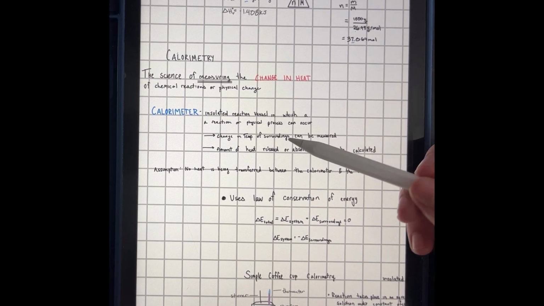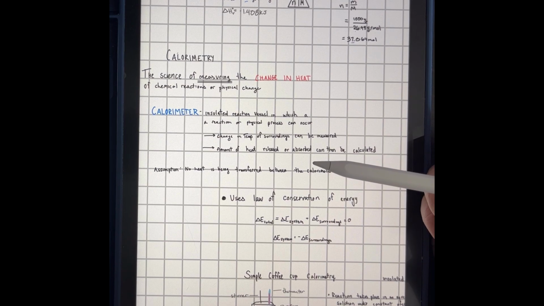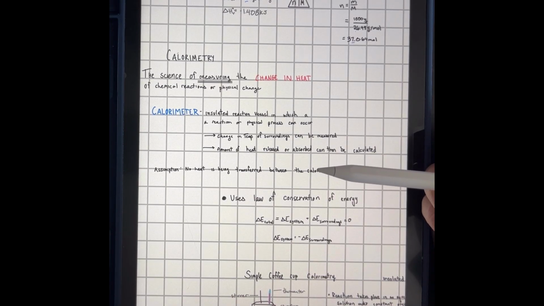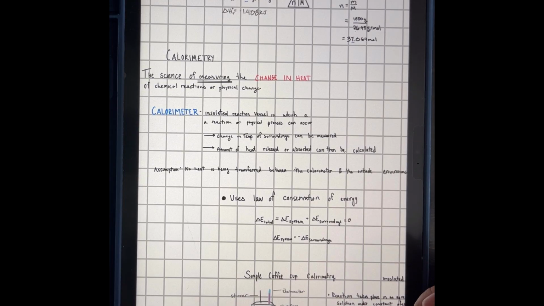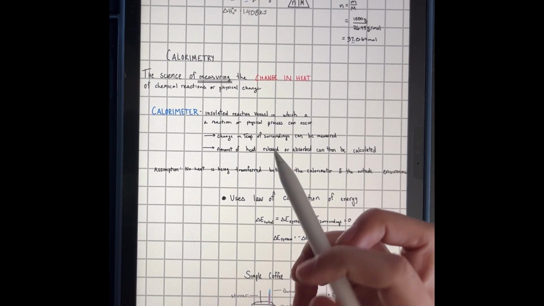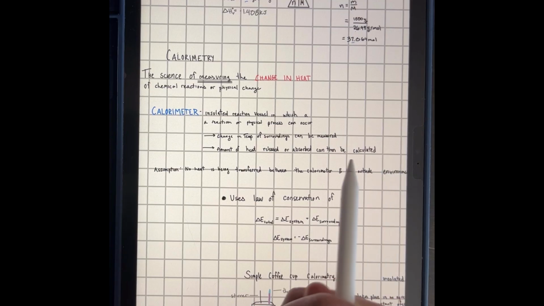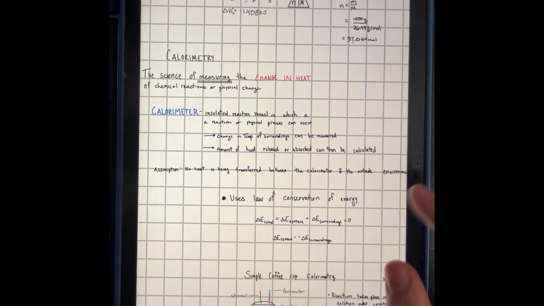But the system itself, the reaction itself, cannot be monitored. The reason is that we can't physically determine the breaking of bonds and stuff, because that's what it is, right? The system is the bonds breaking or forming. We can't monitor that, and so the amount of heat released or absorbed can be calculated, so of the surroundings.